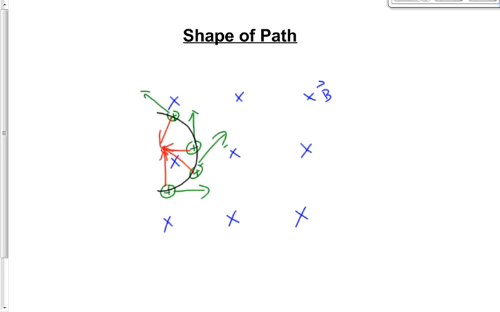Now, this is only a semicircle, right? But that's only because it's only in the magnetic field for half the time around. We could even experience a path where it's only a quarter of a circle, or a sixth of a circle, or an eighth of a circle, depending upon how long it's in the magnetic field for. As long as it's in the magnetic field, it's moving in a circle.